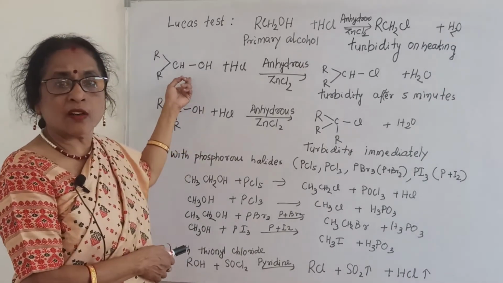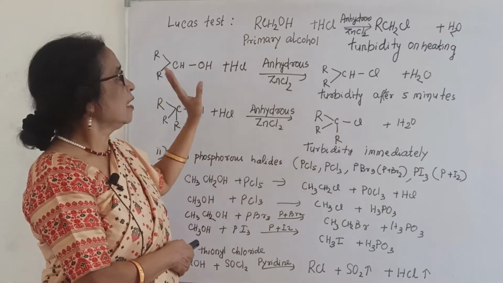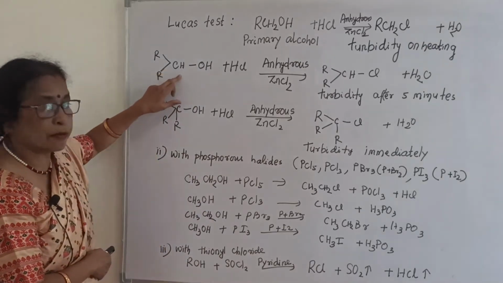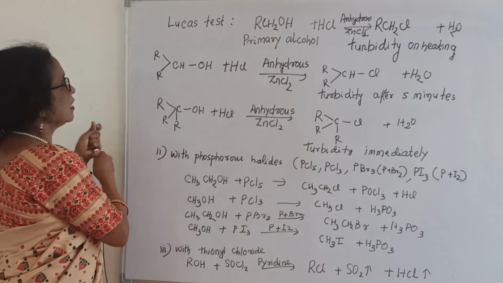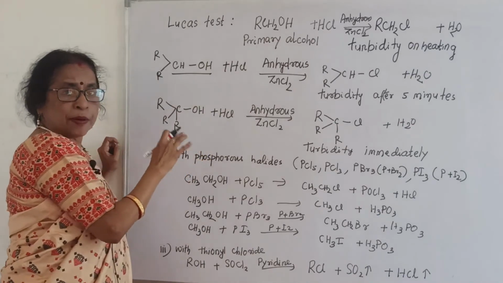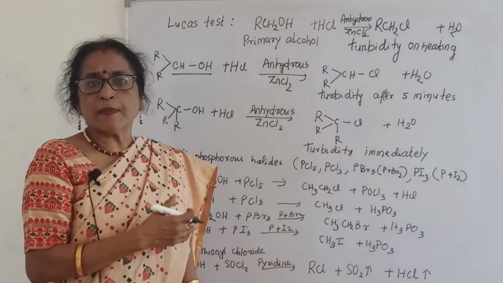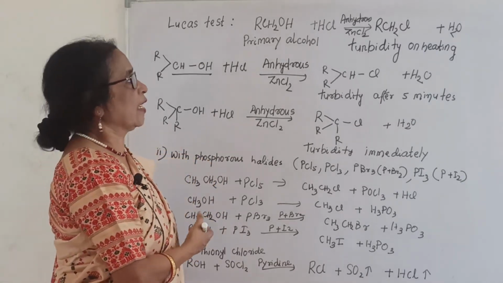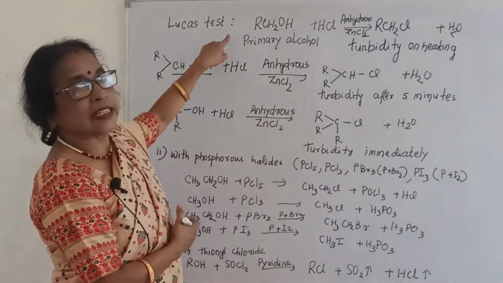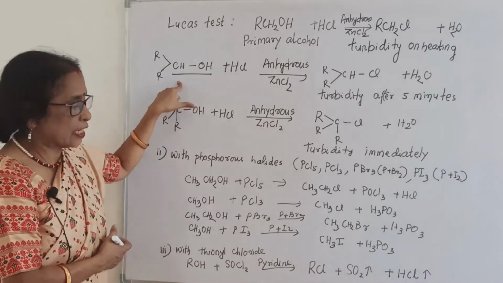Next, come to secondary alcohol. Secondary alcohol also gives haloalkane, but here the turbidity appears after 5 minutes because it is less reactive. It means secondary alcohol is less reactive than tertiary alcohol. And next, primary alcohol. Primary alcohol, when treated with hydrochloric acid and hydrogen chloride, produces the corresponding haloalkane. Here the turbidity appears on heating. Why? Because it is least reactive, less reactive than secondary.